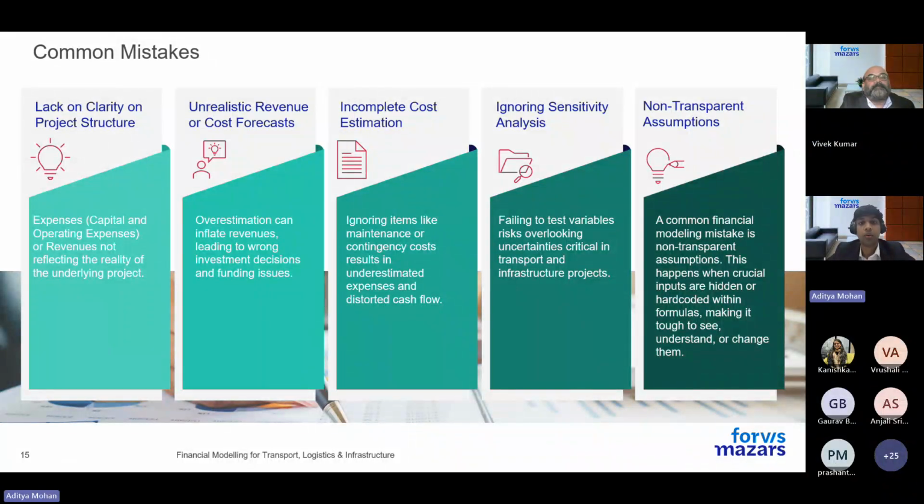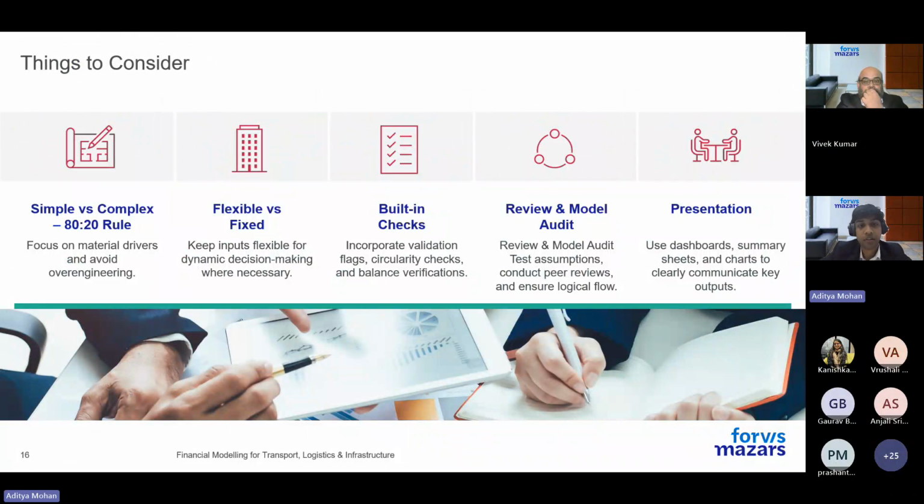So when building and presenting your model, here are some of the rules you should follow. Firstly is the 80-20 rule. So focus on 20% of the inputs that impact 80% of your outcomes. So don't overcomplicate things unless the use case demands it. So for example, you can have a case where a client has around 45 to 50 line items in the OpEx, but only 5 to 6 truly move the needle. So focus on those, prioritize them, and then move ahead.